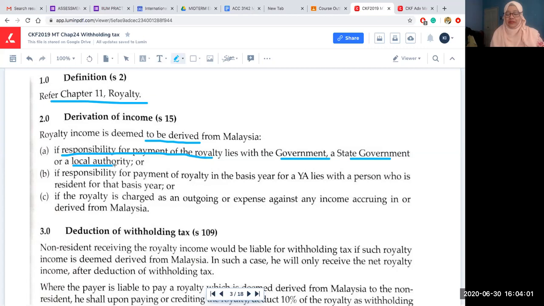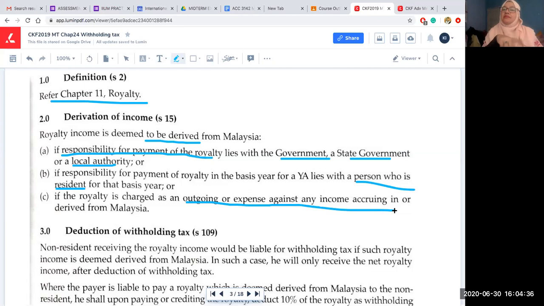So when the payment lies with the government, state government or local authority, number one. Or, responsibility for payment of the royalty in the basis year lies with a person who is a resident person. So it means that the payer is a resident person, right? Or the royalty is charged as an outgoing and expense against any income accrued in or derived from Malaysia.